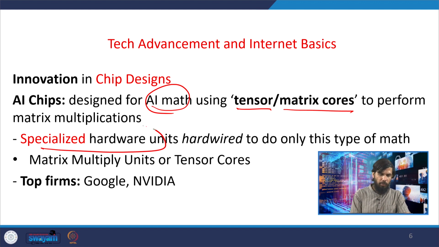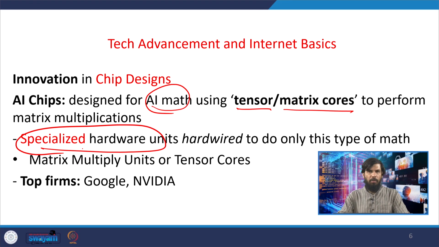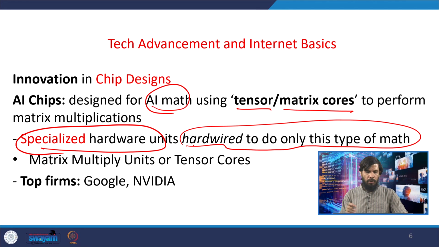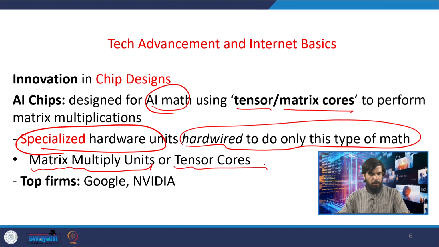So these tensor or matrix cores are in a way specialized hardware units, hardwired to do only this kind of math. Other names are matrix multiply units; tensor cores we already used. So these are some of the names for these hardwired units. And top firms Google and Nvidia are using this kind of design feature.